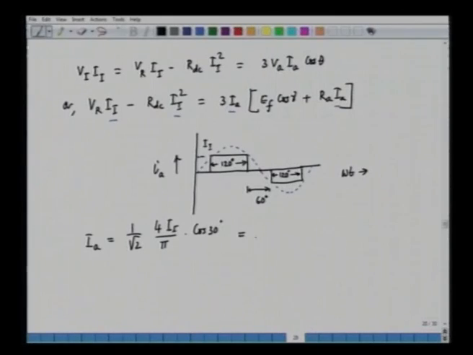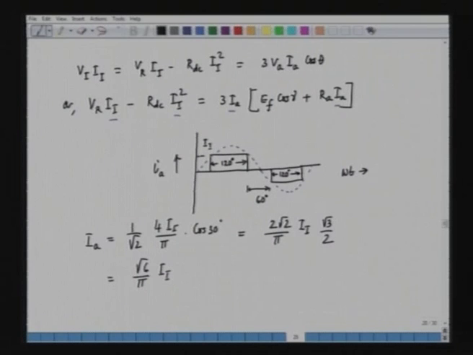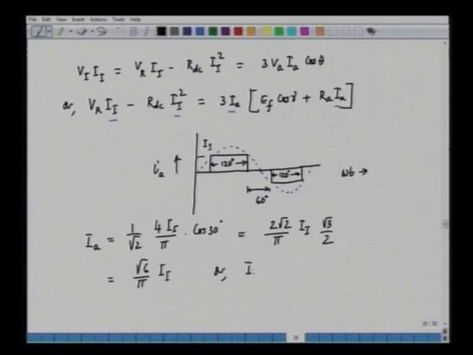So, we keep the fundamental component and the expression is given as follows. We can simplify that. We have 2 root 2 by pi into II, and cos 30 is root 3 by 2. So, what we have here is root 6 by pi into II. We replace this II by IA. So, this implies II is equal to pi into IA by root 6. So, we can substitute this in this equation.